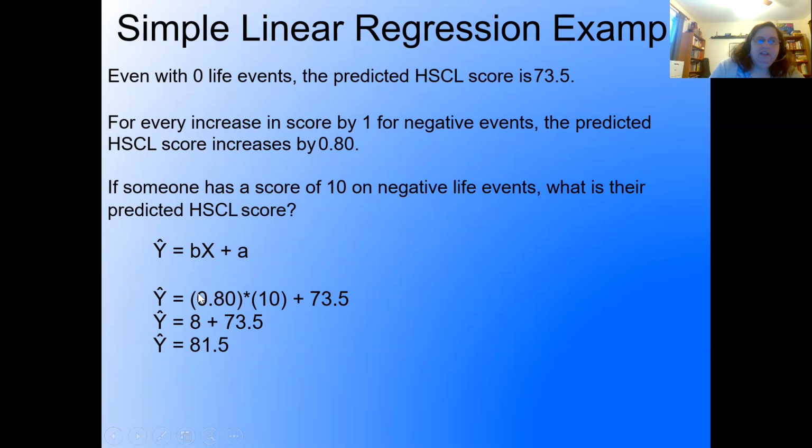Then you would just make this negative 0.8, negative 0.8. And then we would have taken negative 8 plus 73.5. Okay. All right.